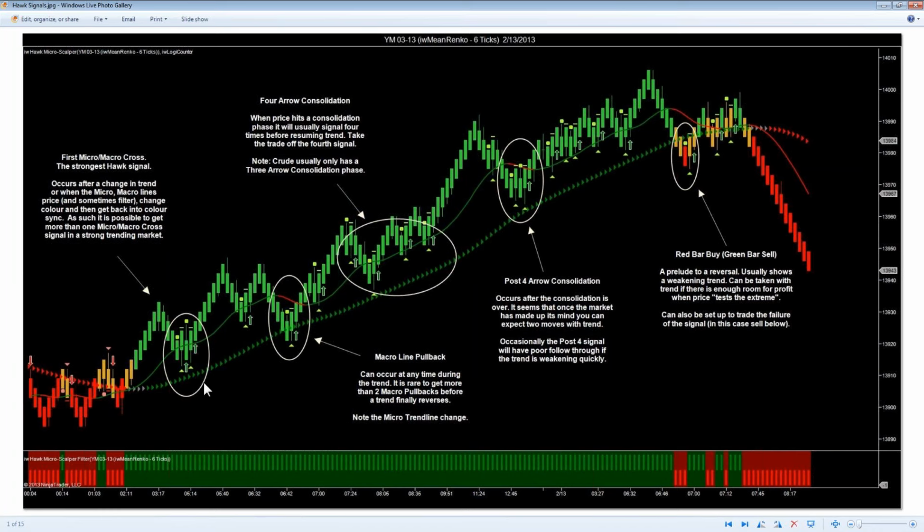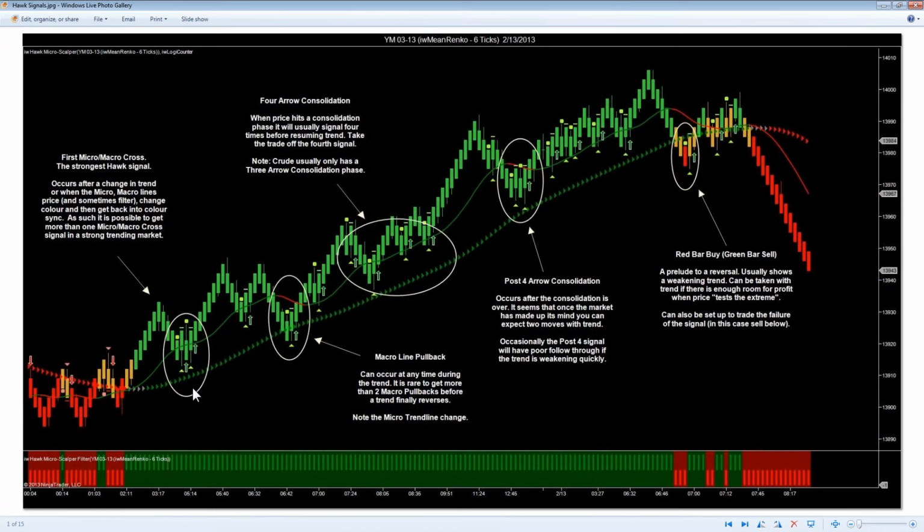The first and most powerful signal is the first micro-macro crossover. Very, very high probability signal. In fact, you'll hear me say in the trading room very often that I'll take the signal pretty much without exception. It's pretty simple to identify. It's when the micro line, that's the thin one, crosses over the macro line, and it's the first signal where everything is in sync. So the bar colors match, the trend line colors are matching, the filter is also matching, so everything is green. You produce a green signal, that's a very high probability signal.